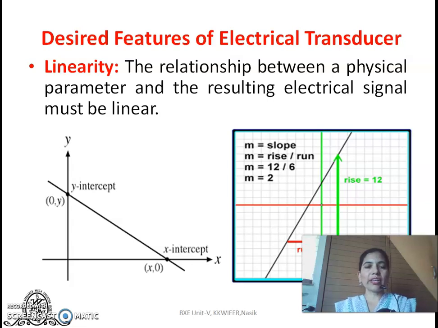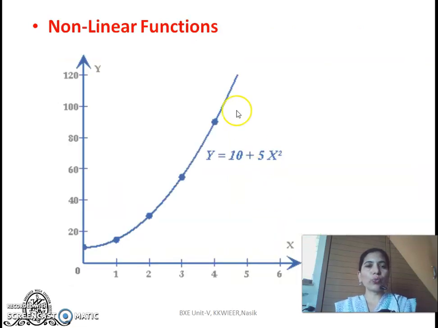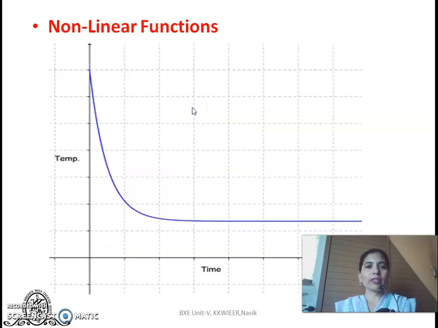In order to distinguish linear and nonlinear relationships, we'll see two quick examples. Here y = 10 + 5x². So y is related to x in a squared relationship. This is no more a line, but a curvature, hence a nonlinear function. Similarly, here is a relation of temperature versus time. This relation in the blue curve is also not a line, but a curvature. Hence, it is a nonlinear function. We desire that a transducer has a linear response, a linear relation between output and input.